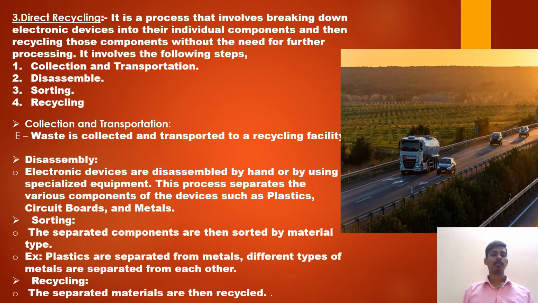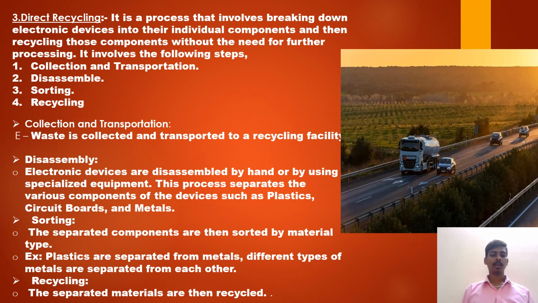The second one is disassembly, the third one is sorting, and the fourth is recycling. The first is collection and transportation. E-waste is collected and transported to a recycling facility. The second one is disassembly. Electronic devices are disassembled by hand or by using specialized equipment. This process separates the various components of the device, such as plastic, circuit boards, and metals.